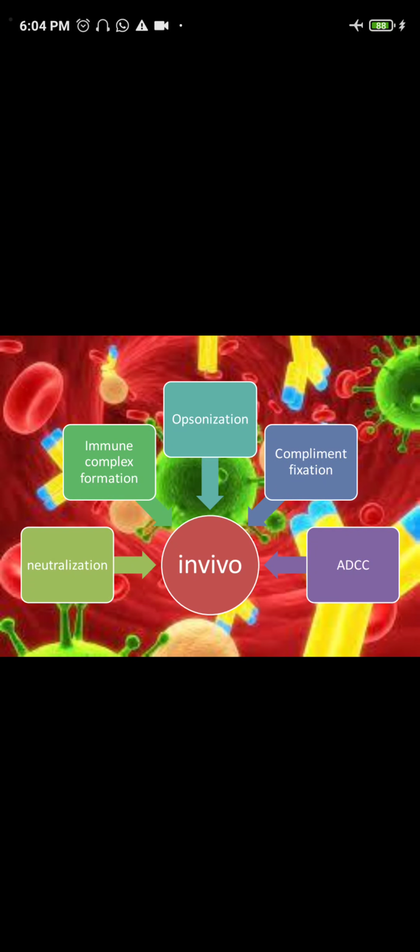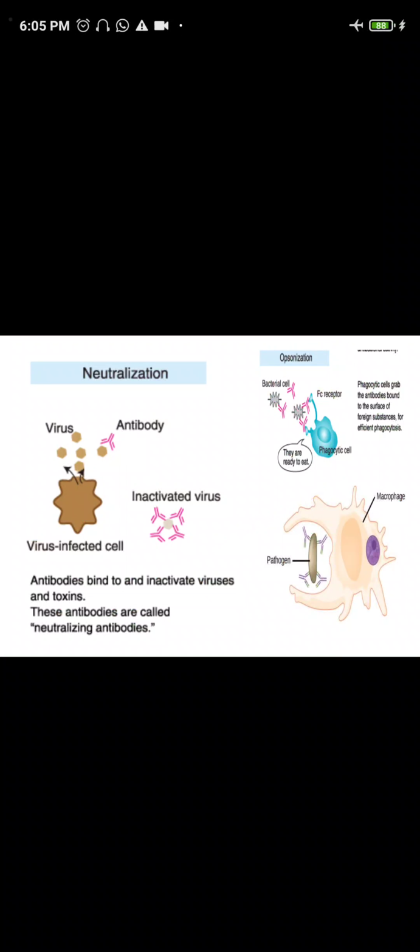Now in vivo, what are the different types of reactions? Neutralization, immune complex formation, opsonization, complement fixation, and ADCC. The first one is neutralization. This generally happens if it is associated with a virus or a toxin. All these reactions we are talking about are happening in our body. When an antigen enters our body, of course an antibody is produced and some reaction happens. About that we are going to study. First kind is neutralization, which gets activated when either a virus or a toxin is acting as an antigen.